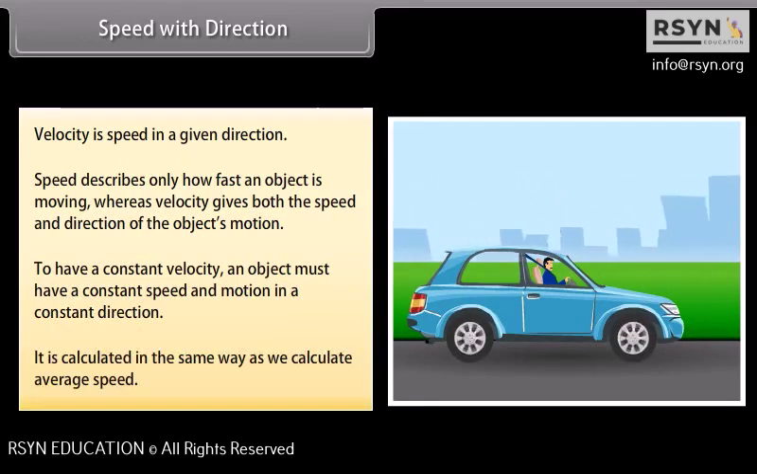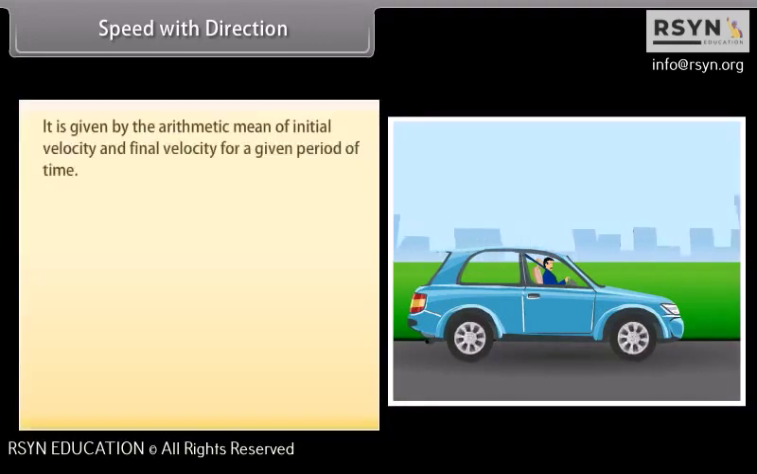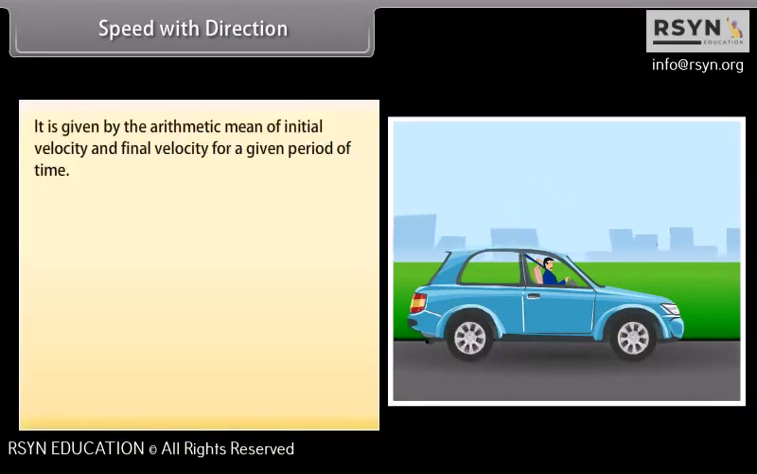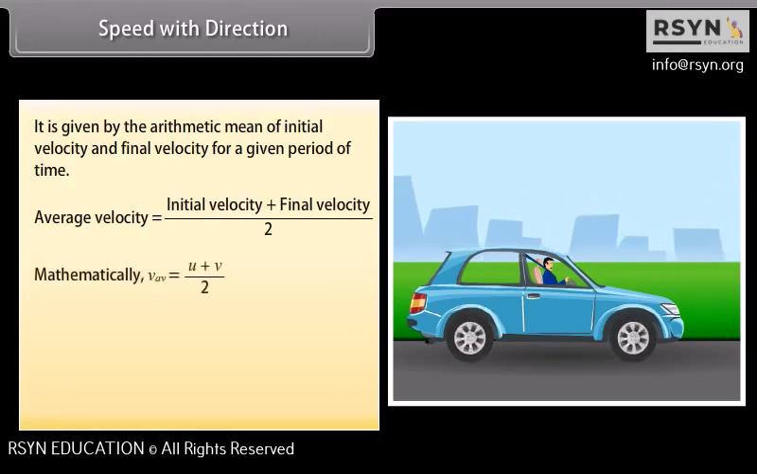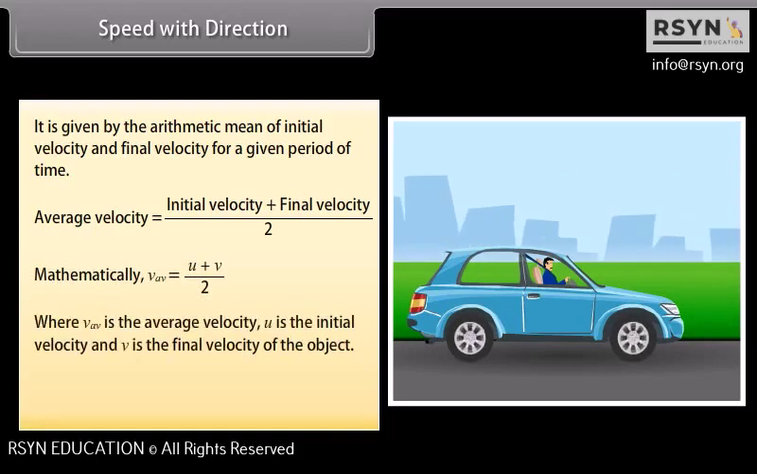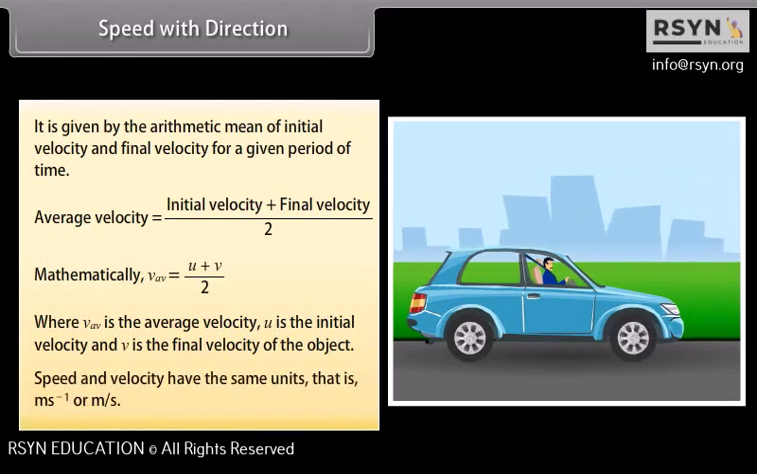It is calculated in the same way as we calculate average speed. It is given by the arithmetic mean of initial velocity and final velocity for a given period of time. That is, average velocity is equal to initial velocity plus final velocity divided by 2, v_av = (u + v)/2, where v_av is the average velocity, u is the initial velocity, and v is the final velocity of the object. Speed and velocity have the same units, that is, meter per second.